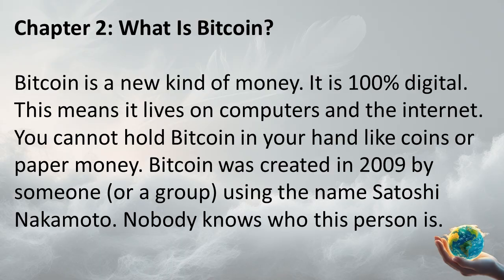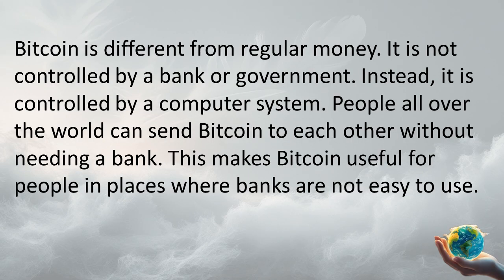Chapter 2. What is Bitcoin? Bitcoin is a new kind of money. It is 100% digital. This means it lives on computers and the internet. You cannot hold Bitcoin in your hand like coins or paper money. Bitcoin was created in 2009 by someone, or a group, using the name Satoshi Nakamoto. Nobody knows who this person is.